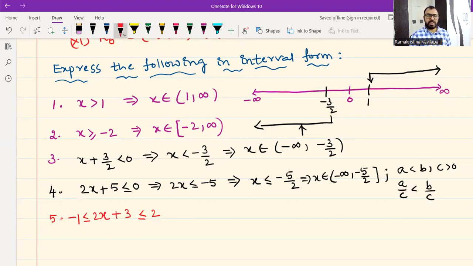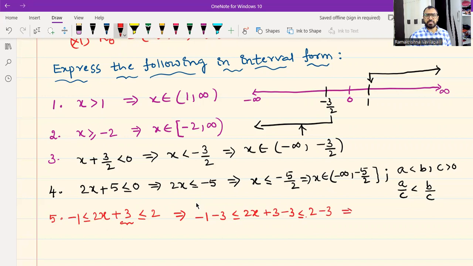So this I'll write. This implies, subtract this 3 from the total inequality. So minus 1 minus 3 less than or equal to 2x. We are subtracting 3 from the entire inequality: minus 3 less than or equal to 2 minus 3. So we get minus 4 less than 2x less than or equal to minus 1.